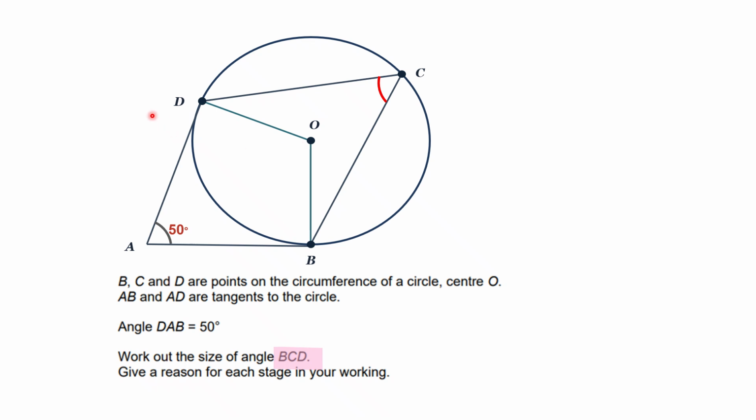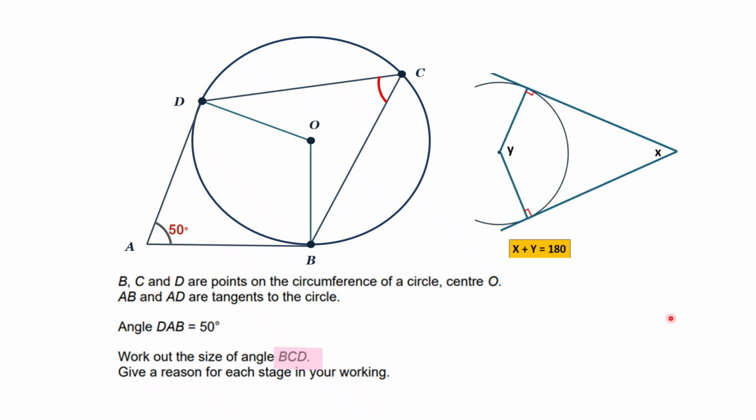If you remember this theorem here, it says this angle plus this angle makes 180. Always this is 180. So if this is 50, this is just going to be 130. But because the question says give a reason for each stage, we need to write why.